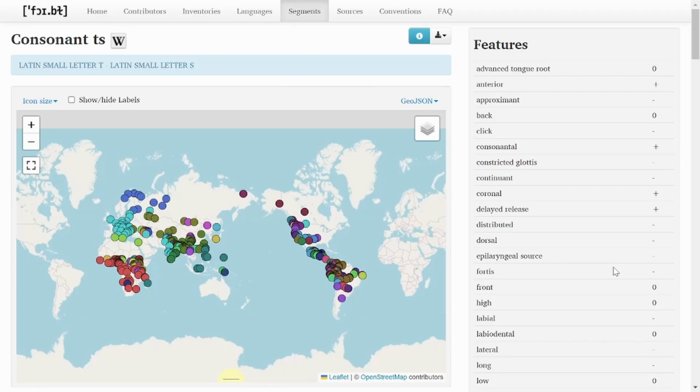Okay, we begin with ts. So this is the alveolar, that means the front of the mouth with the tip of the tongue, sibilant affricates. Here we have ts and a map representing ts. As you can see, it's kind of common. Yeah, it's a very common affricate.